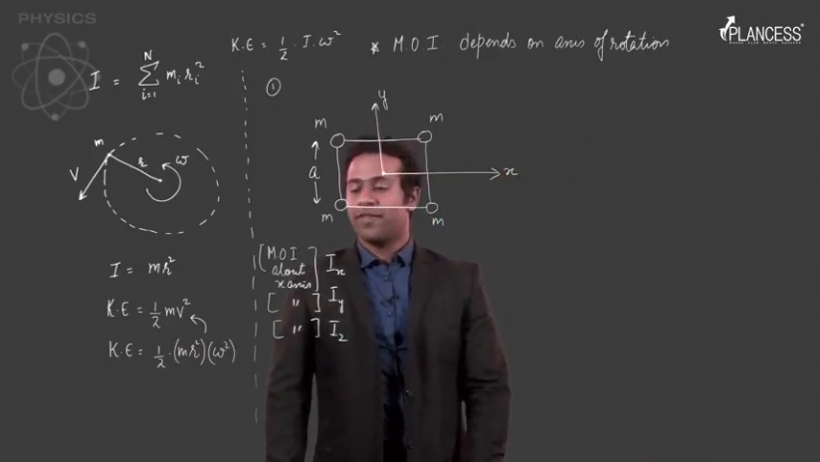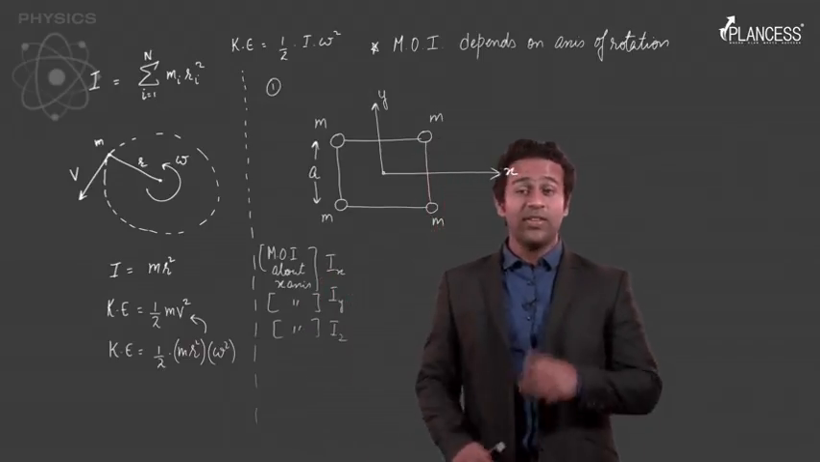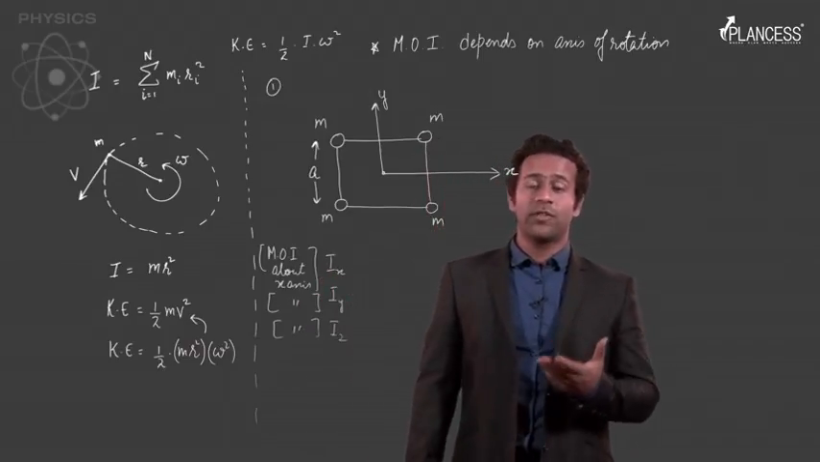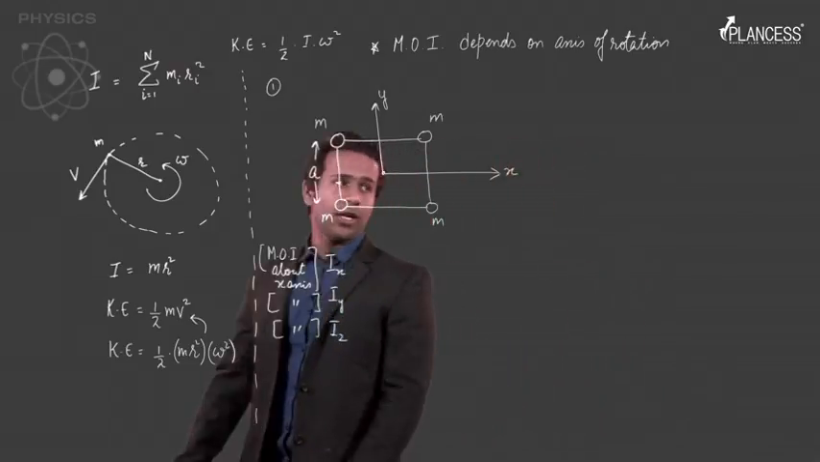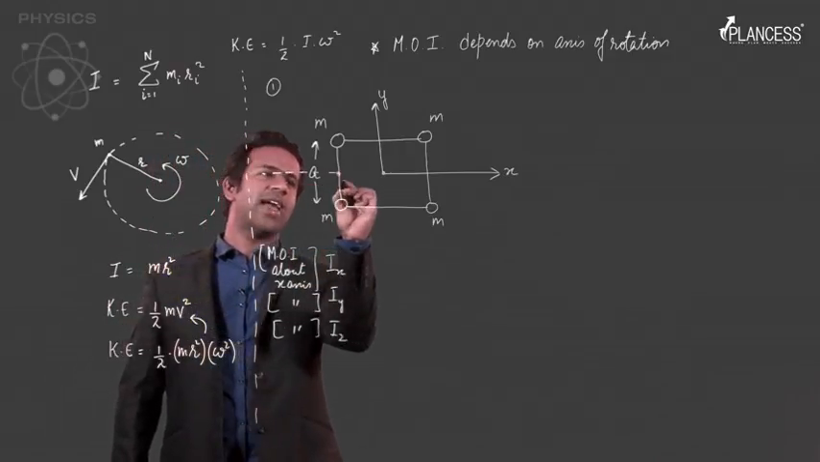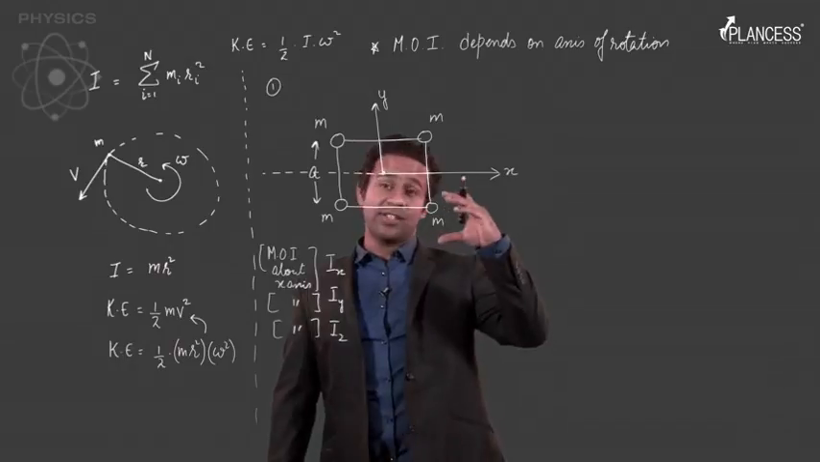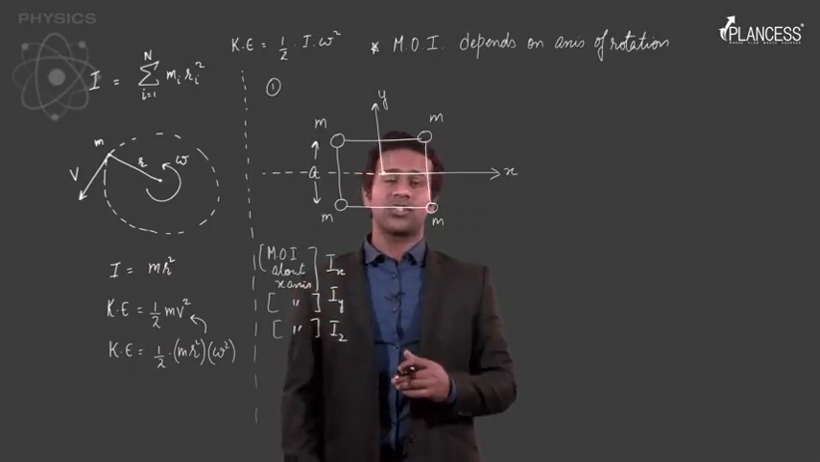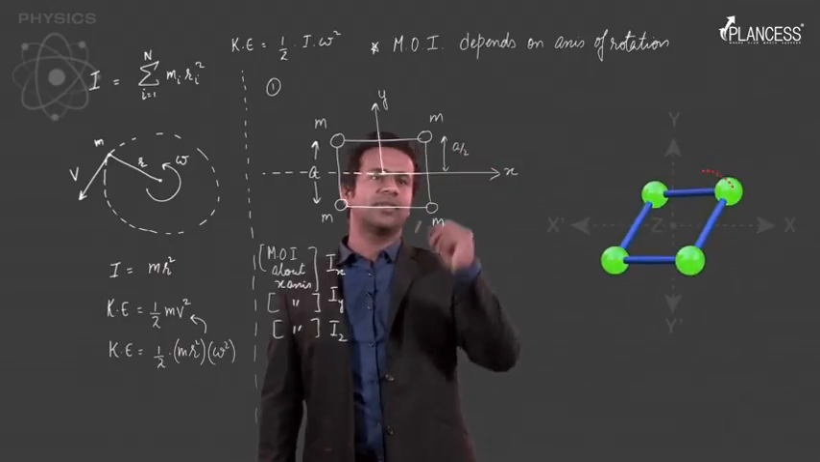So let's now try to find the moment of inertia for all of these rotations, and we will see why these moments of inertia are different from each other. Right. So coming to the first rotation, when the rotation is about the x-axis, you see that the radius in which these four masses go is simply equal to half the side, right?